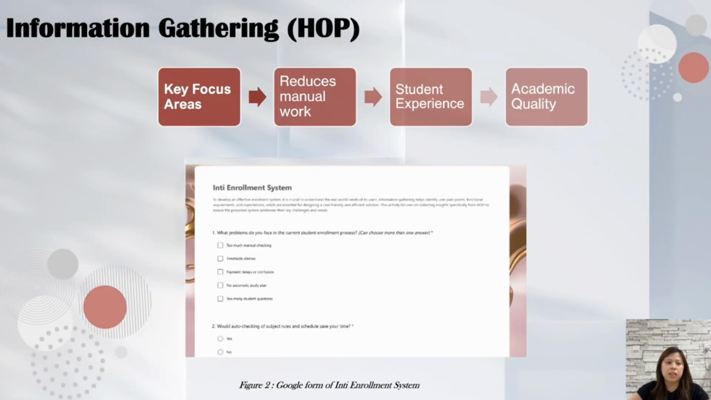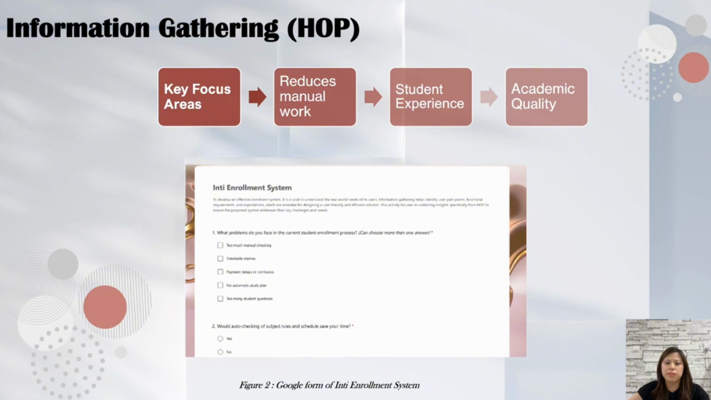Next slide. In this slide, we present our HOP form. The key areas we focus on are reducing manual work, student experience, such as real-time update of enrollment, and then academic quality. The focus point is, for example, auto-checking the study plan for students.